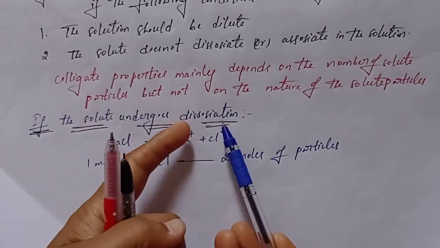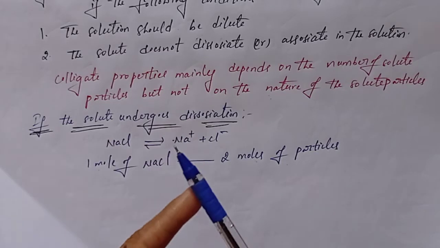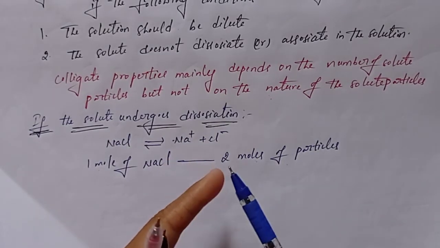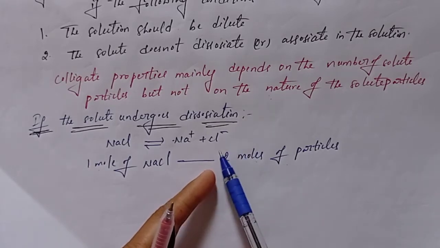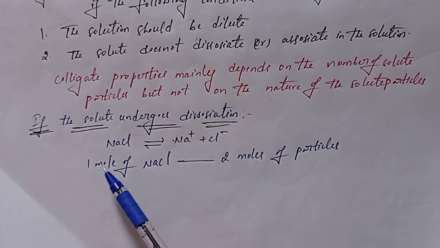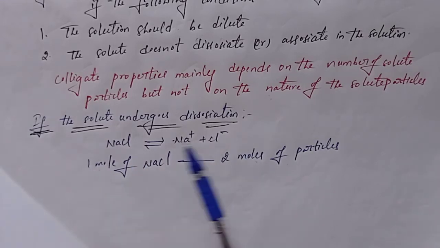If the solute undergoes dissociation in the solvent, then it produces 2 moles of particles. That means the number of moles increases. So that's a colligative property. The observed colligative property will be twice the theoretical colligative property. Clear this one? Theoretical value.